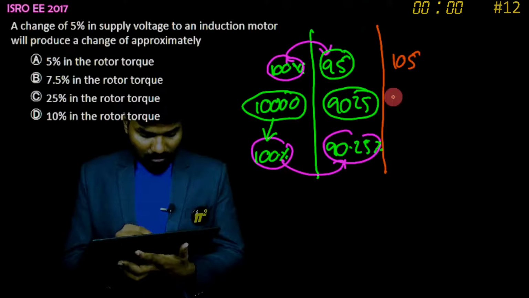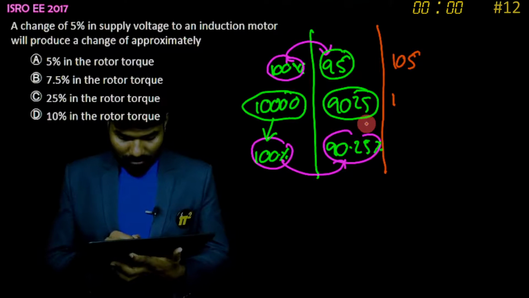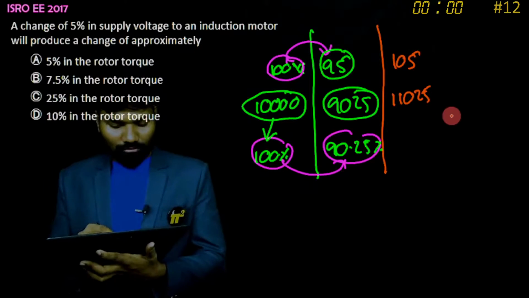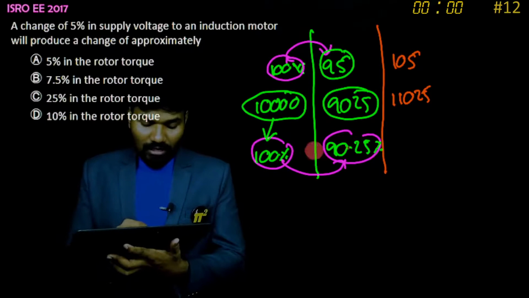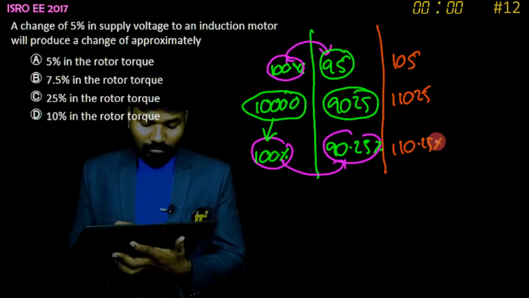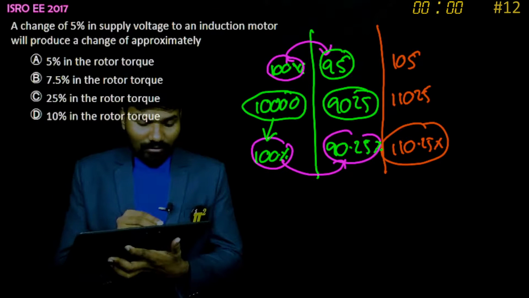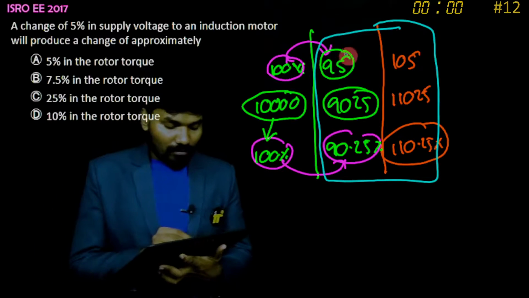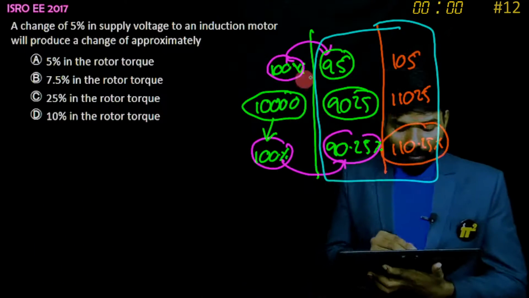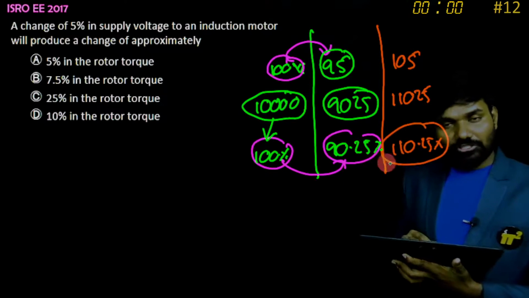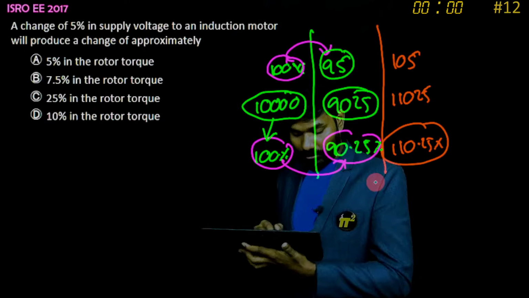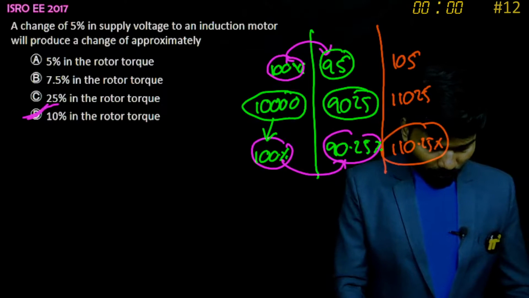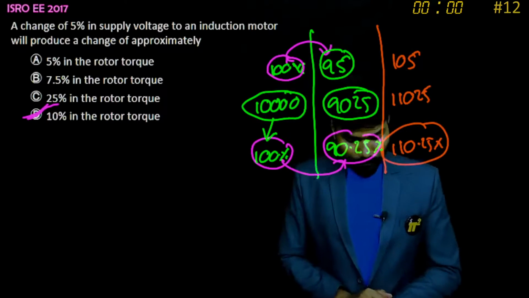Its corresponding value is 11025. You just square it. 105 square is 11025. So if this is 100%, this is 110.25%. Both cases, just look at these lovely cases. In these two cases, here 5% less and here 5% more in the voltage, but in both cases the percentage change in the torque is almost 10%. So the answer is D. 10% change in the rotor torque will be the effect. I hope you got the point.